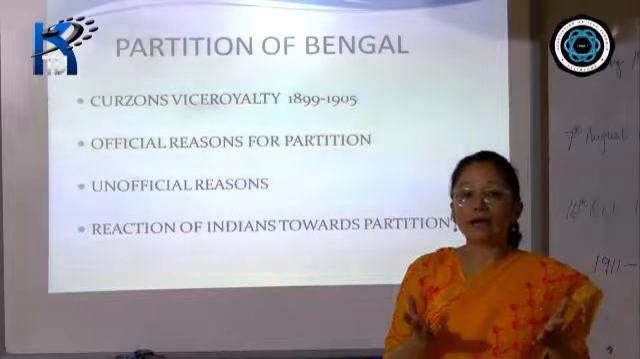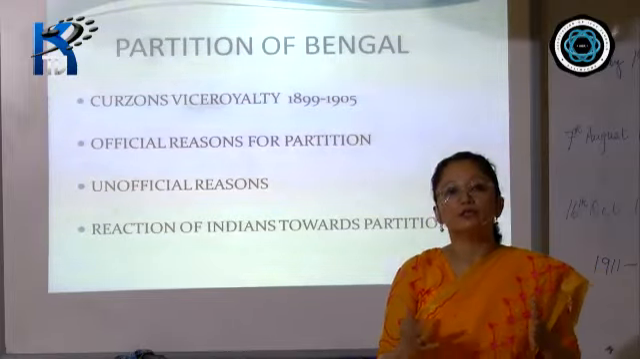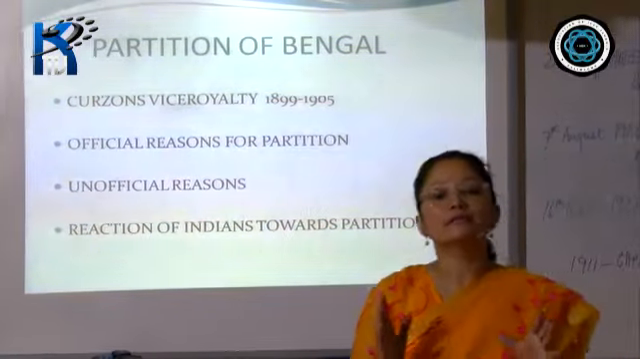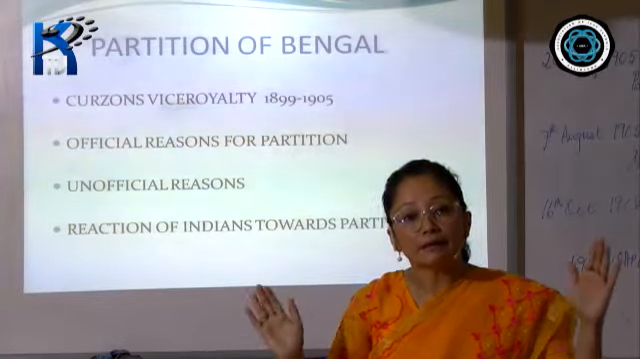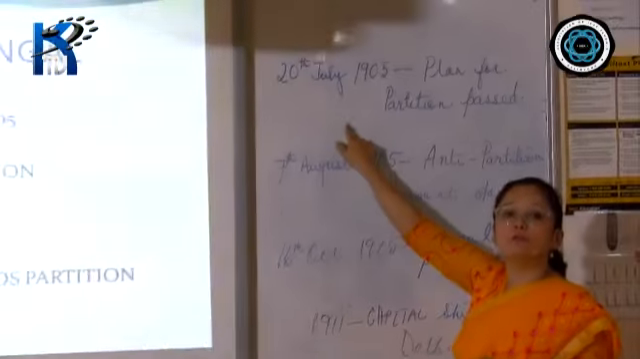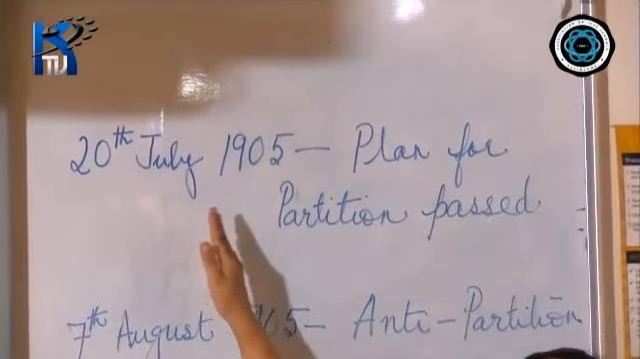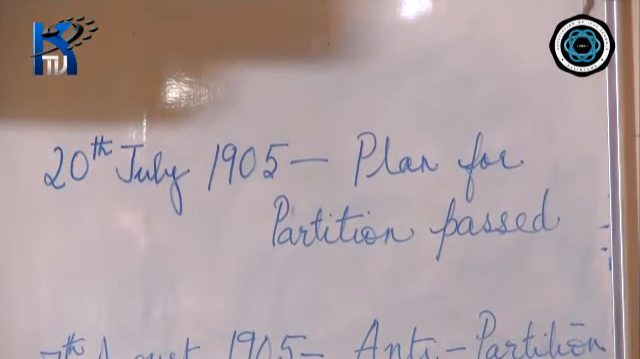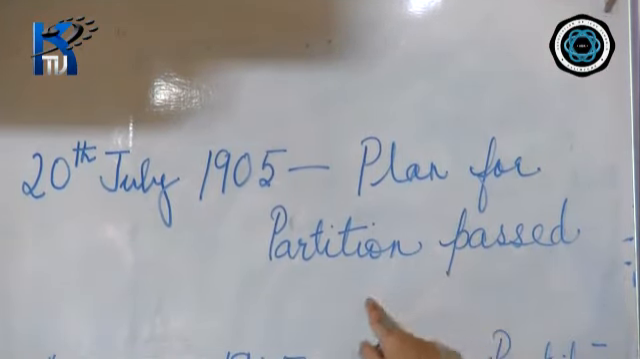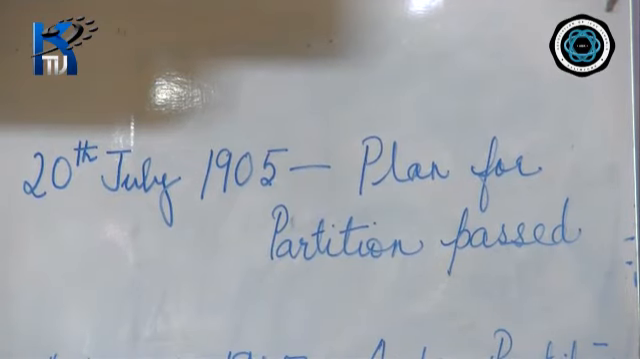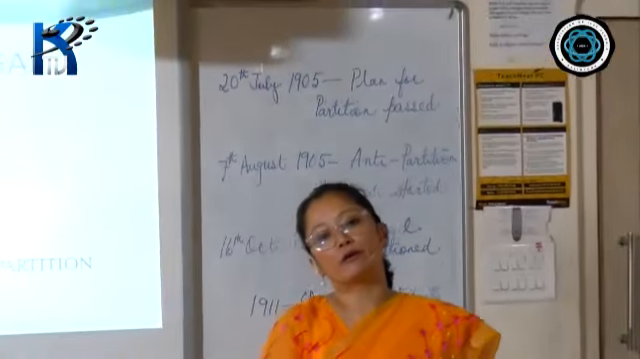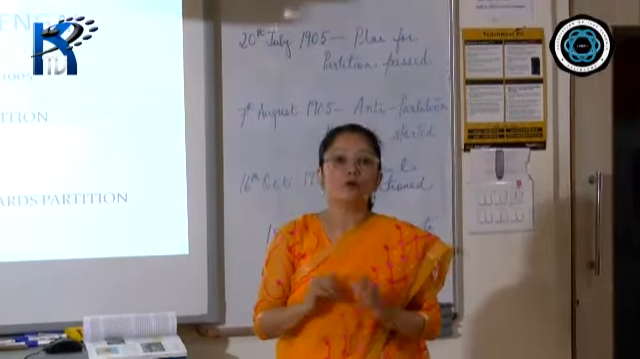Now, when you have to announce certain things, you have to make it official. So I'm just going to show you some of the important dates and years. Let us look at the timeline for the partition of Bengal. If you can just take a look at the board, I begin with 20th July 1905. Lord Curzon passed the plan for partition, meaning he announced that the province of Bengal will be divided into two halves.